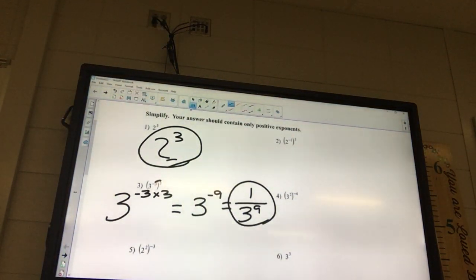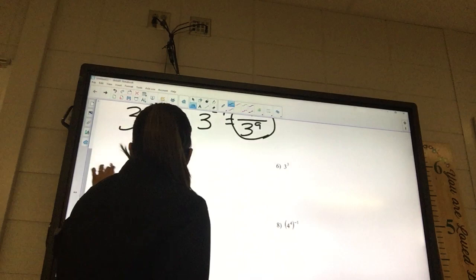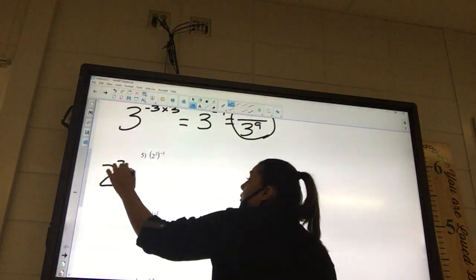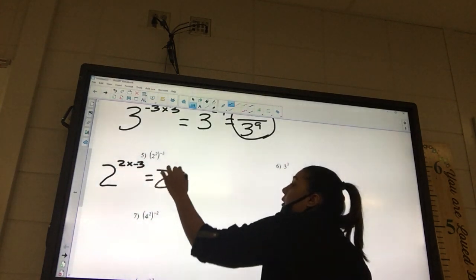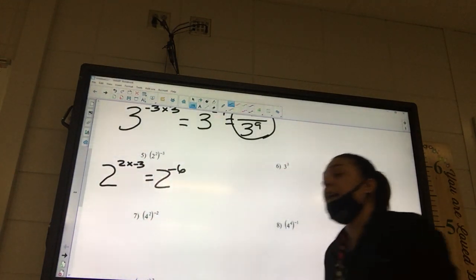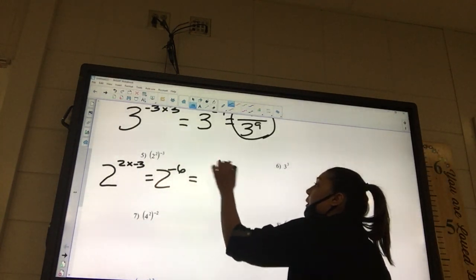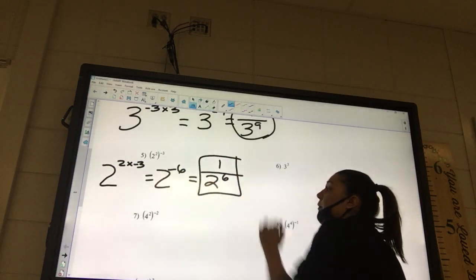Okay, 5. We got a power raised to a power. So what do we do with those? We got to times them. So it's going to be 2 times negative 3. I mean, negative 6. So it's going to be 2 to the negative 6. We don't leave it with a negative, so it's going to be 1 over 2 to the 6.